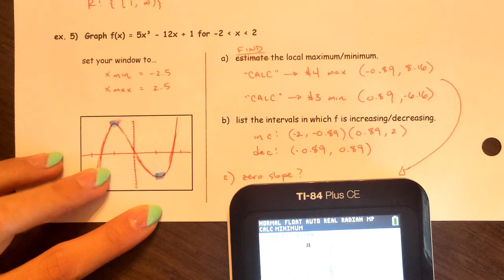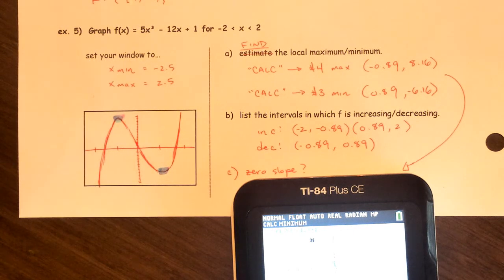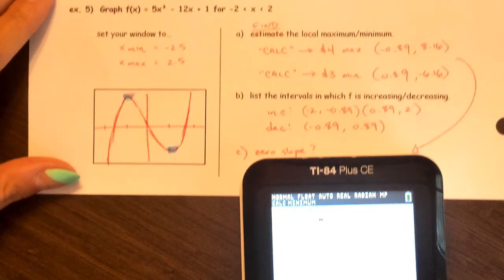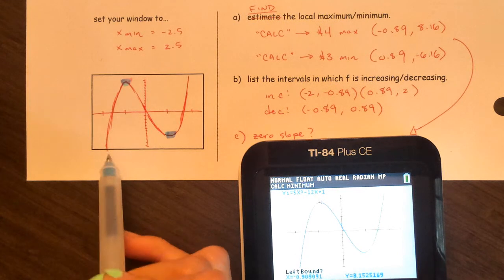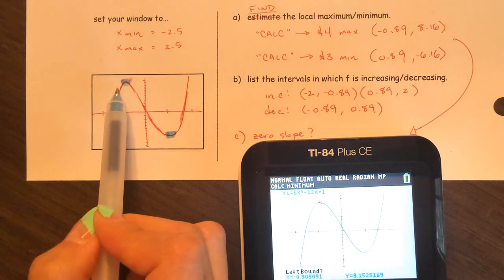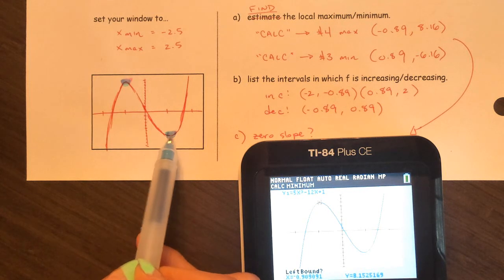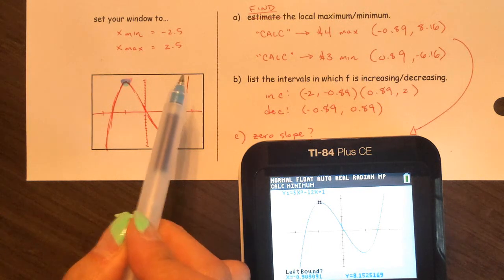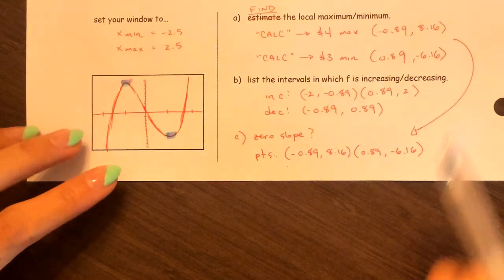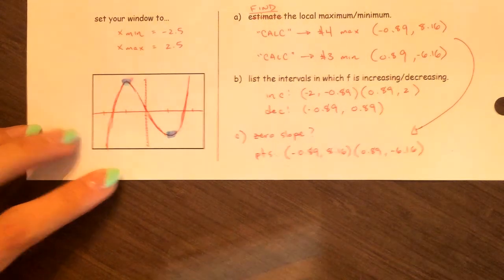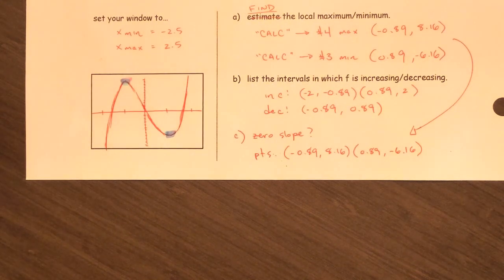Okay, C. Where do we have a 0 slope? It happens at 2 places, right? We have positive slope, and then it slows down and becomes 0. And then we have negative slope, and then it slows down and becomes 0. And then we have positive slope again. So it happens in those 2 places. So I'm just going to say those 2 points are my 0 slopes.